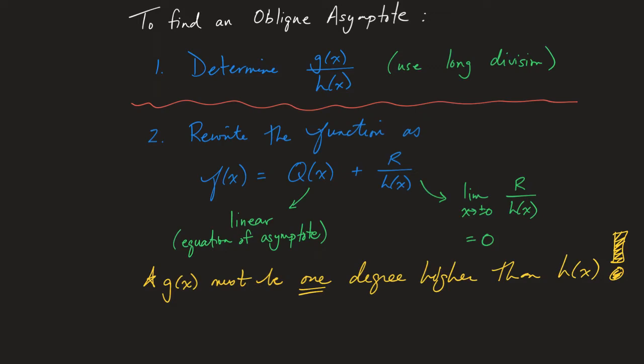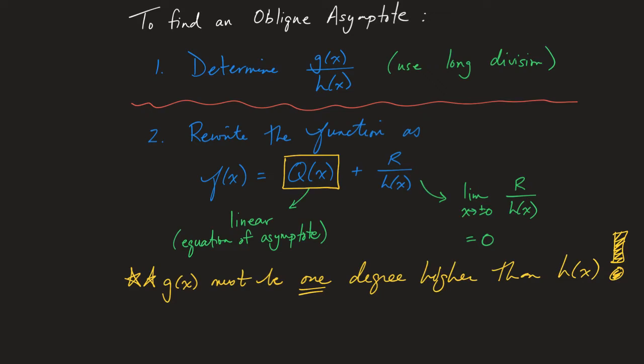One big conclusion that I want us to make, and this is a big issue for us as we move forward, is I hope that we see that since my quotient, the answer I get when I divide, becomes the equation of my linear asymptote, then that is going to force us to recognize when we have an oblique asymptote. If my answer is going to be linear when I divide, then therefore g of x, the expression that I have on top of my fraction, must be 1 degree higher than h of x, the expression I have on the bottom of my fraction.